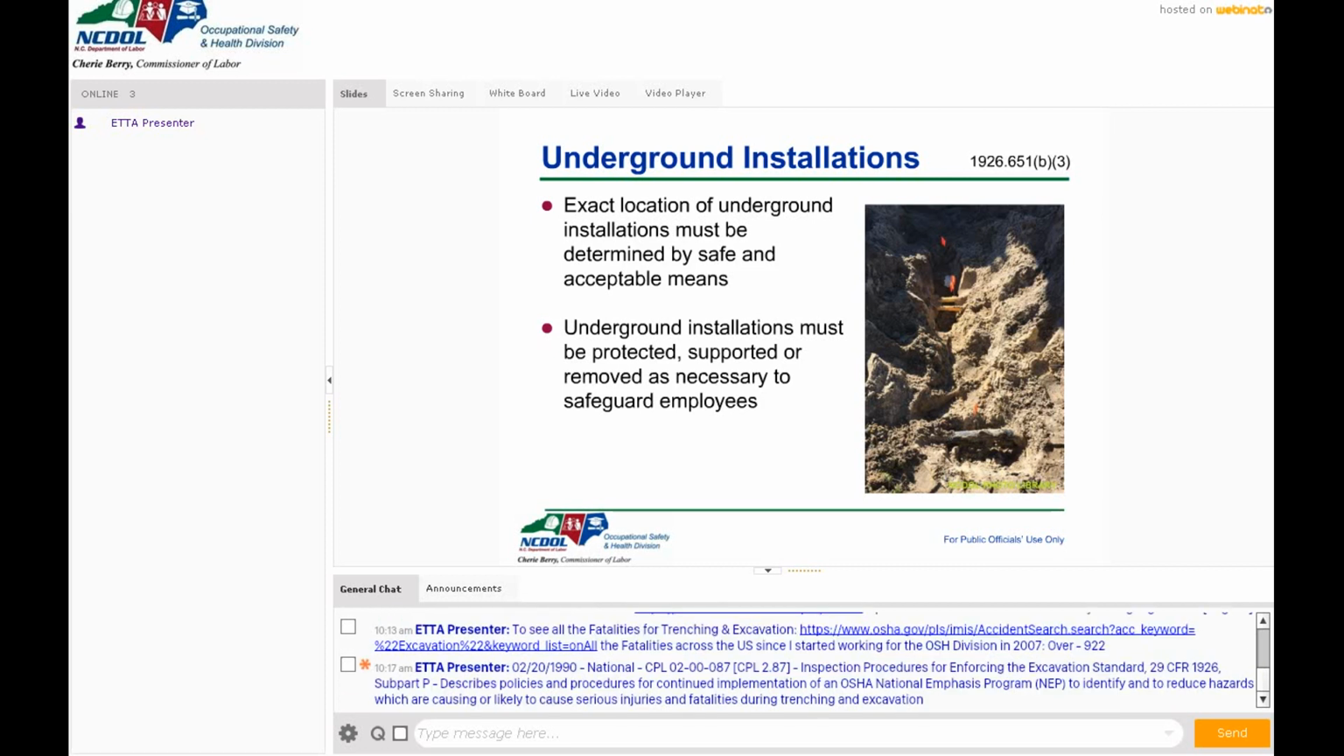This is a compliance directive, and the compliance directive number is CPL 02-00-087. And this will pretty much tell you what we will be looking at whenever we show up on a job site. And this will help you at determining that as well.